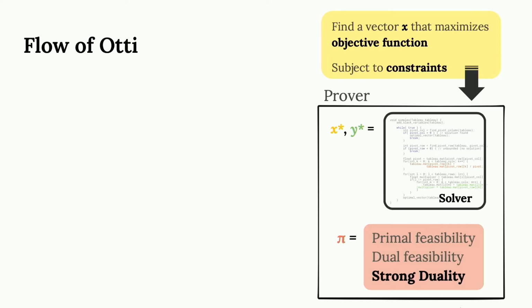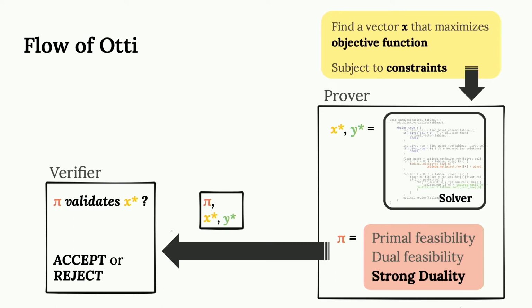Otti then can automatically generate the certificate for this problem and compile it from C to rank 1 constraints. It uses SRC to do this, which is a circuit compiler. And then it uses the Spartan proof system to generate a ZK SNARK for the certificate. The prover can send this proof to the verifier along with the primal and dual solutions. The verifier then uses Spartan to check the proof, and it can either accept or reject. And if it accepts the proof, it can be sure that the solution it has received is the optimal solution to the problem, and no information has been leaked.